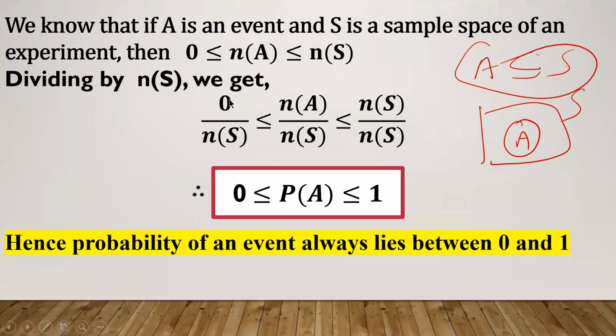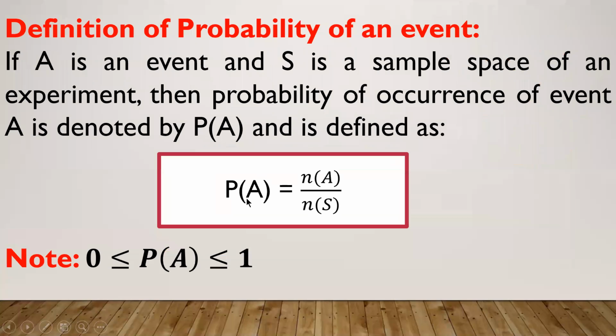So here I divide: 0 divided by N of S, N of A divided by N of S, and on the right side N of S divided by N of S. So here, in all three places, what am I dividing by? N of S. Now 0 divided by any number gives 0. And what is N of A divided by N of S? It is nothing but probability of A.